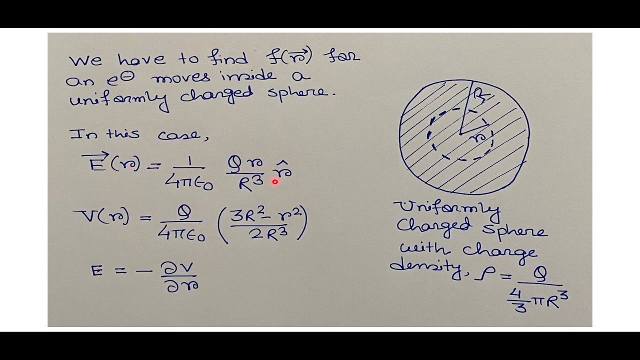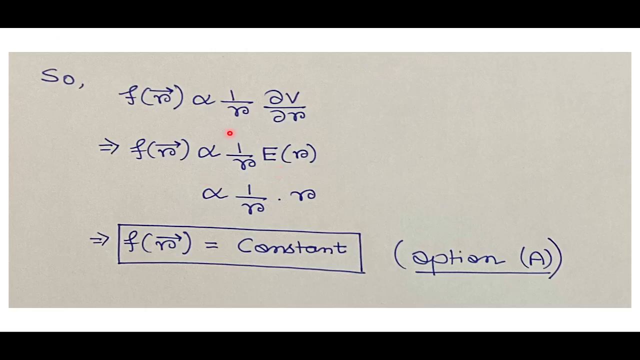You can also easily find the potential, even though you don't have to find the potential in this case, because the del V del r term is there. That is basically related to the electric field, because E is minus del V del r, since it is a conservative electrostatic field. Is it clear? If you know your electric field, it is proportional to r, so del V del r is proportional to r. And here you have 1 by r, so it will cancel out, and it will be constant. This answer is option A.